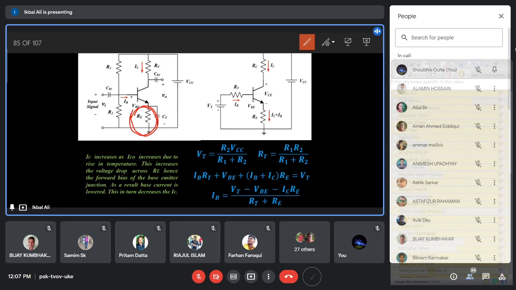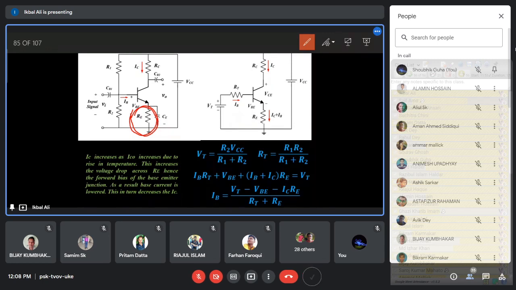Though temperature may change, beta, VBE, ICO may change, the construction of this circuit, due to this RE resistance, does not allow any collector current change. The collector current tries to change, but it will set the collector current to its original value, the same value. So that is why there is the stability, and due to this RE resistance connected here, it is the most stable circuit.